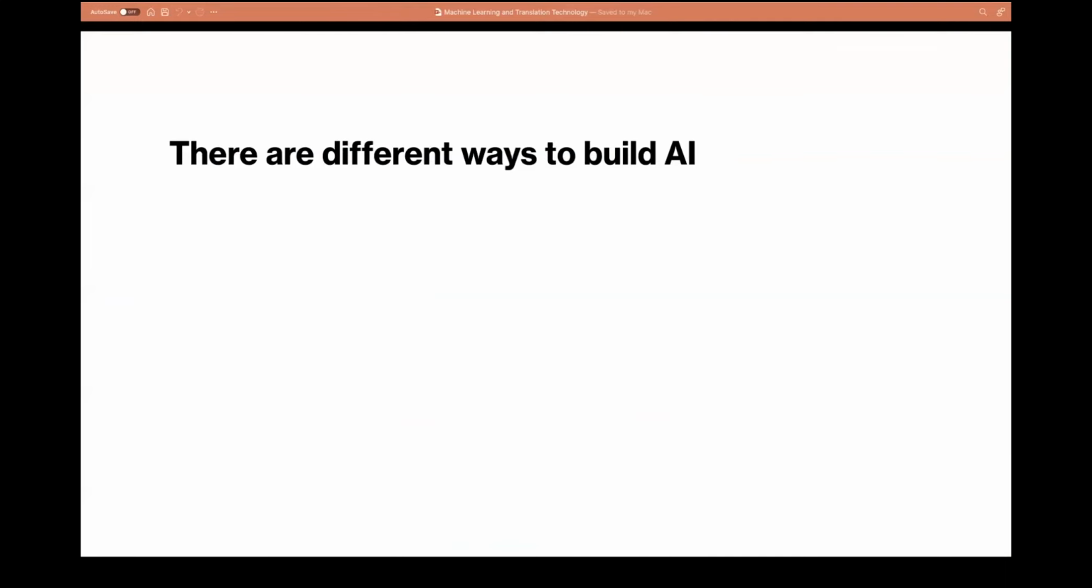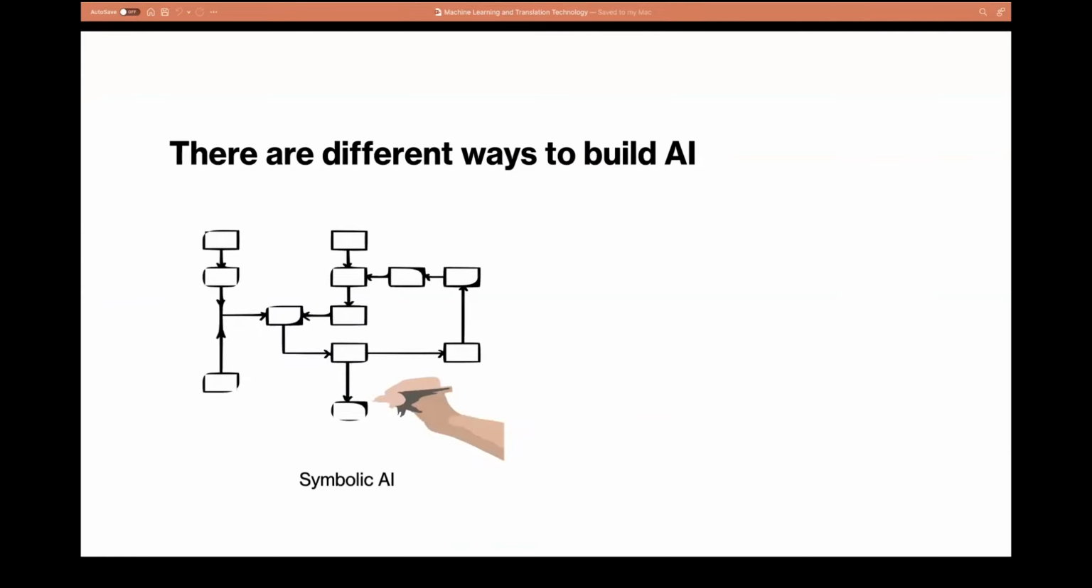Okay, so we've already considered different examples of artificial intelligence in addition to language and translation. More specifically, there are different ways for you to build AI. And you can see on the screen, there are two basic approaches. The first one is called symbolic AI.